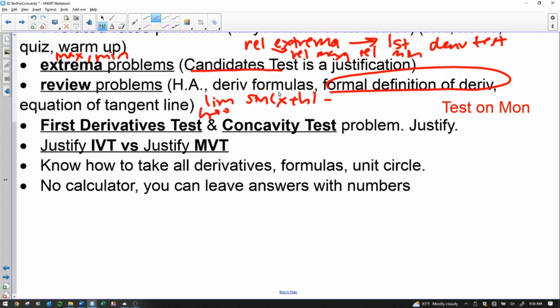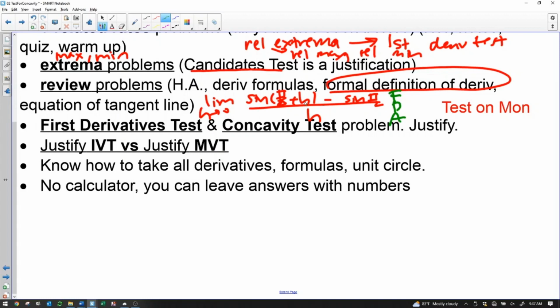Actually, I guess I could put a number in there. I could put pi over 2 or something like that. Minus sine of pi over 2, over h. Can you tell me that answer? And that's an FDA problem. If you don't know how to do it, we have a whole worksheet on that. Please go take a look at that and make sure you know how to do it.